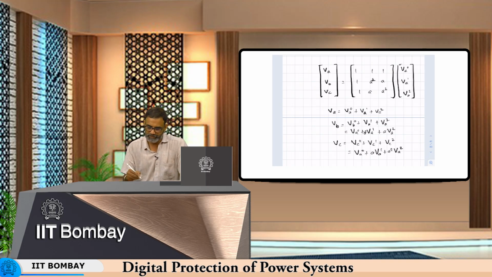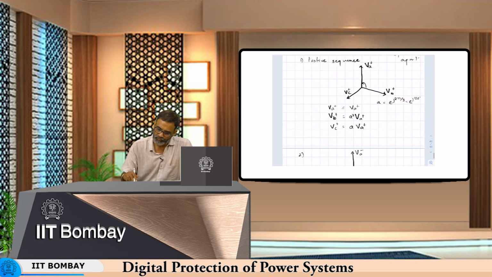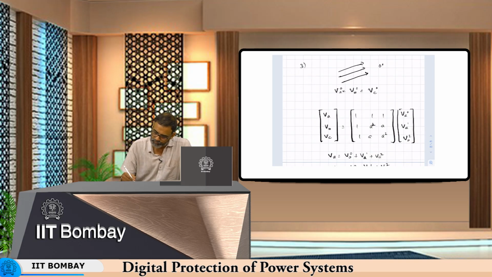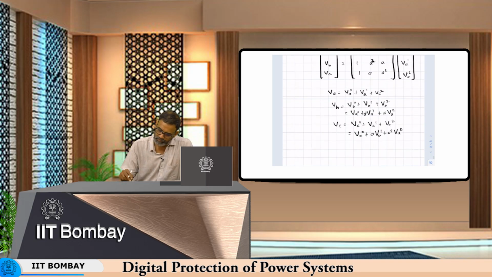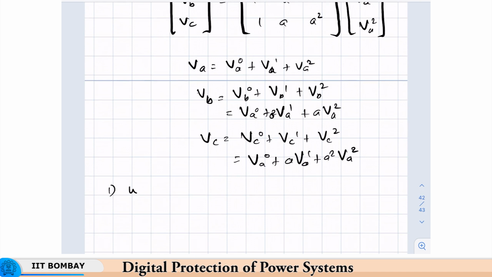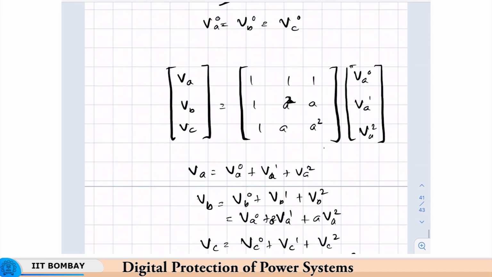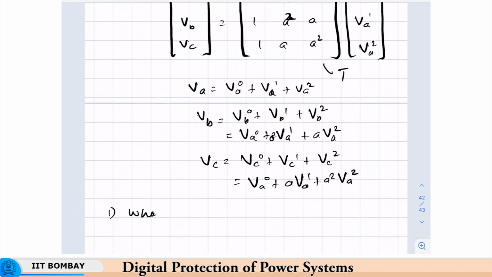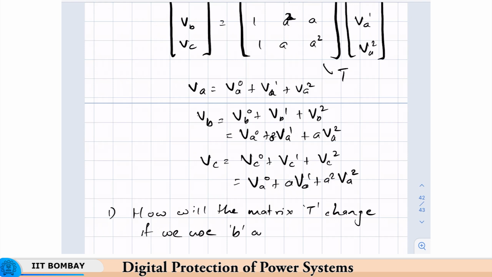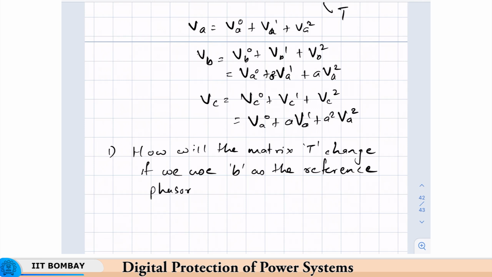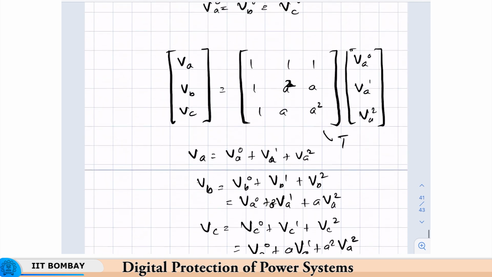The thing to note here is that we are using A as the reference phasor here. If you use B as the reference phasor, this matrix will change slightly, I mean the rows will permute. So, you can do that for yourself and see what happens, as an assignment. We will name this as the T matrix. How will the matrix T change if we use B as the reference phasor? This is an assignment for you. Please try to solve it by yourself.